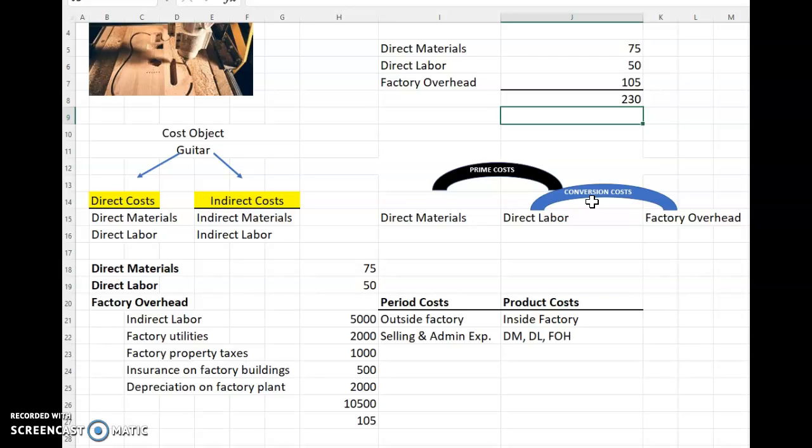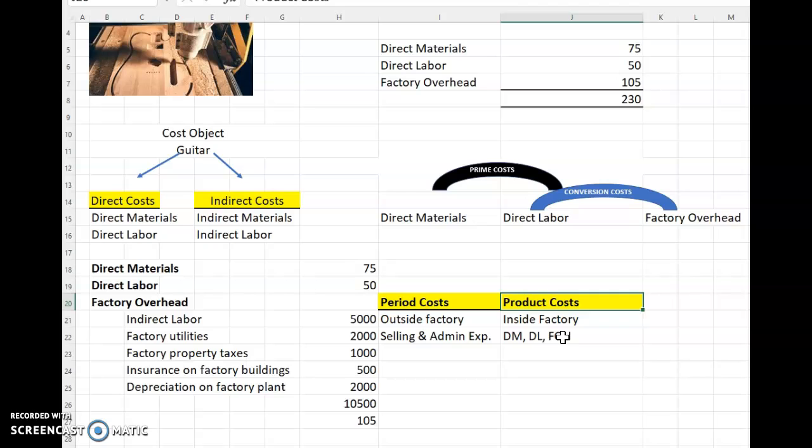All right, we need to talk about one more way to classify our costs, and that is period costs and product costs. Period costs are any costs that you expense in a current period, like the CEO salary or selling and admin expenses. It just goes straight to your income statement and you expense it because it's been used up. Product costs are everything that happened inside the factory, and we don't expense them until we sell that guitar.